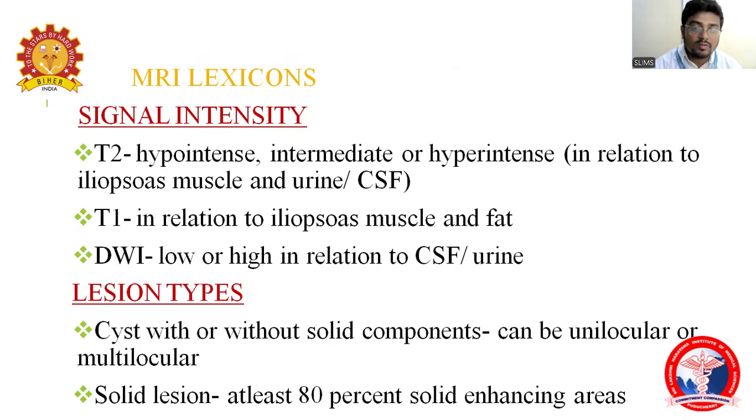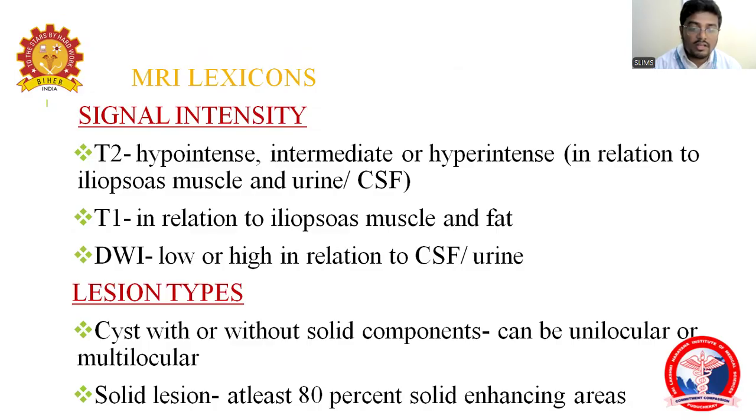And for T1 also, the lesion can be either hypointense, intermediate, or hyperintense in relation to the iliopsoas muscle and fat. In which case, iliopsoas will be hypointense and fat will be hyperintense. And in case of DW images, the lesion can be either high or low signal intensity in relation to CSF and urine.